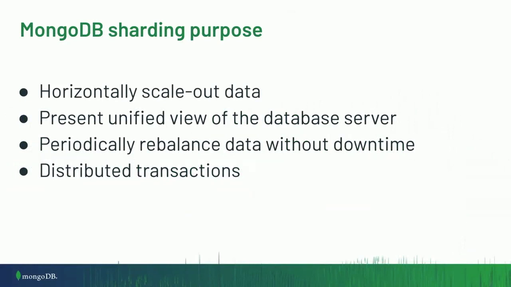So what is the purpose of MongoDB sharding? It's a system to horizontally scale out data when the resources of a single node, like the CPU, the memory, and the disk, are no longer sufficient for whatever workload is being run, and vertical scale out is no longer possible. Vertical scale out means when you buy bigger and bigger hardware. The sharding system presents a unified view of the database server by putting a router in front of a set of nodes and routing requests through it. One of the most attractive features of sharding is that it periodically rebalances data without incurring downtime to the application, without stalling it, and so on.